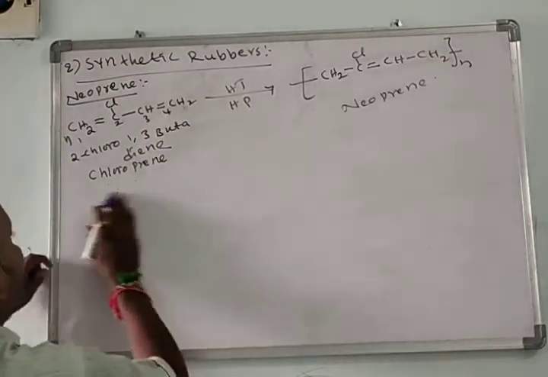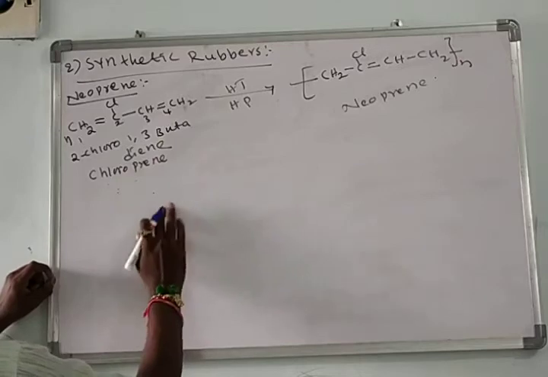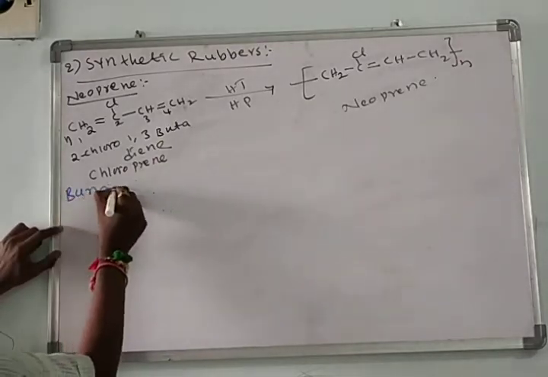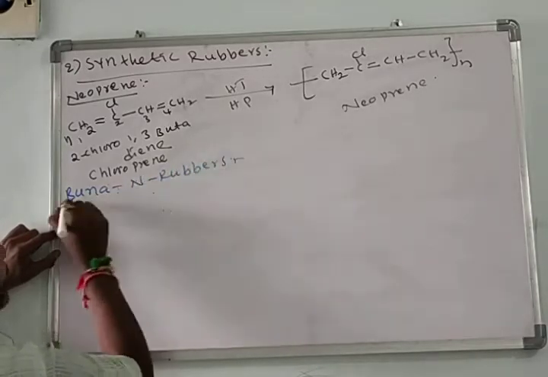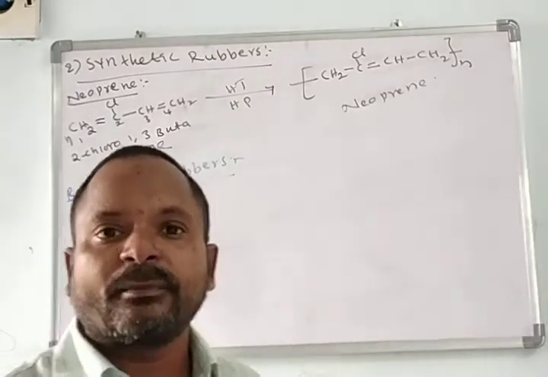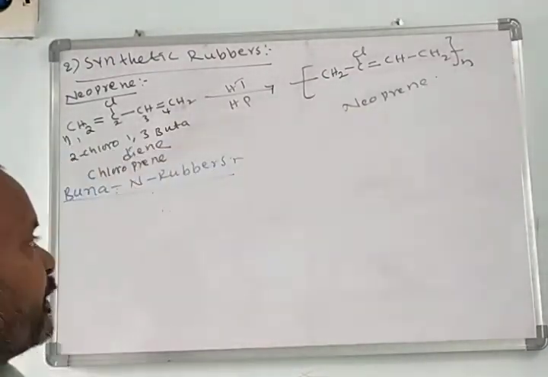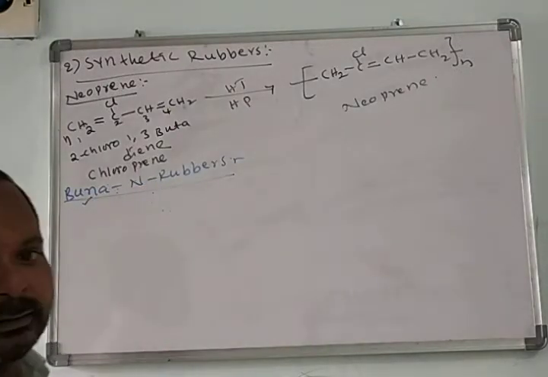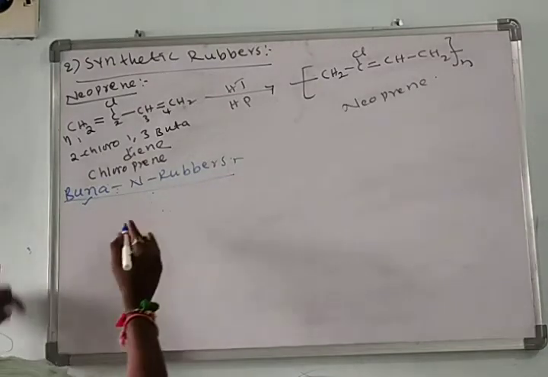In continuation, we'll see one more polymer, Buna-N rubber. We saw Buna-S rubber. Buna-S rubber is the copolymer of 1,3-butadiene and styrene. The copolymer of 1,3-butadiene and acrylonitrile is Buna-N rubber. This is also one of the synthetic polymers.